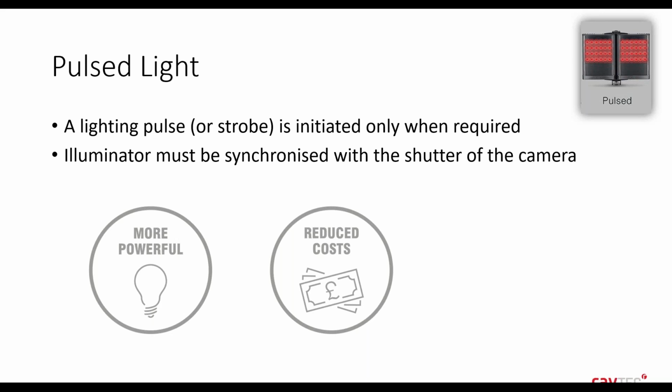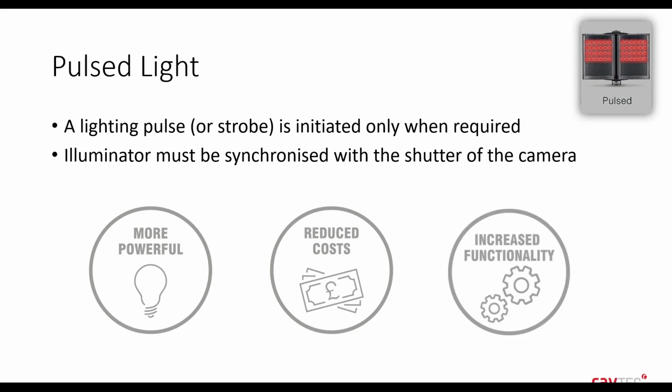And by the same token, with the illuminator being switched off for longer periods than it's switched on, pulsing can dramatically reduce the operating temperature of the illuminator as well, and could be a good solution for applications where you've got a high ambient temperature. And finally, pulse lighting also brings new opportunities with the illuminators being highly configurable, so they can be tailored to the needs of each application. We'll touch on some of that in the next slide.